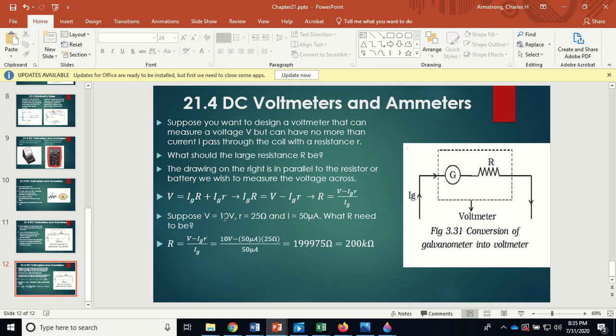So suppose we want to measure up to 10 volts. The resistance of our coil is 25 ohms, and if any current above 50 microamps goes through the coil, we damage the coil. So what R do we need?